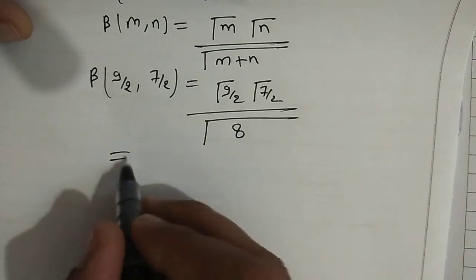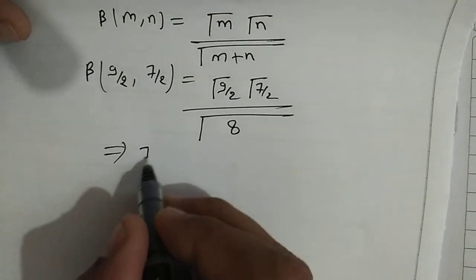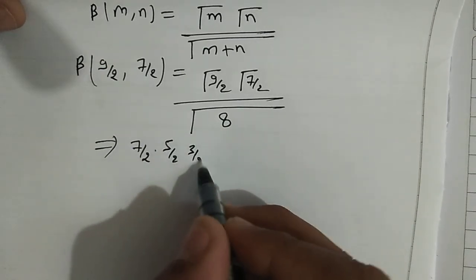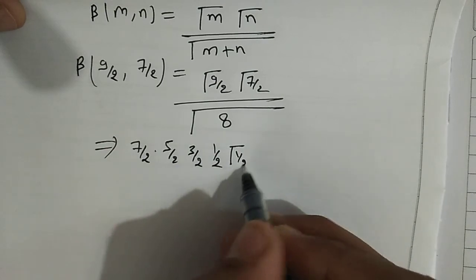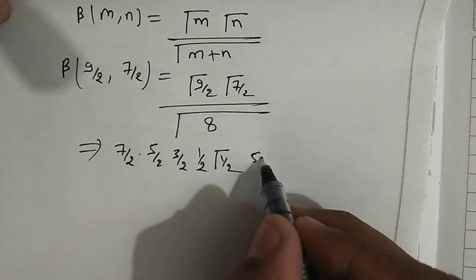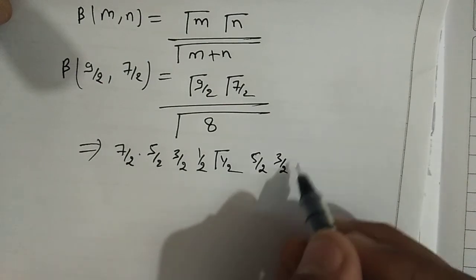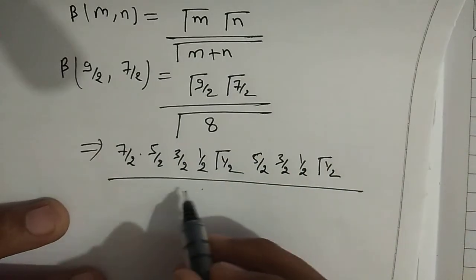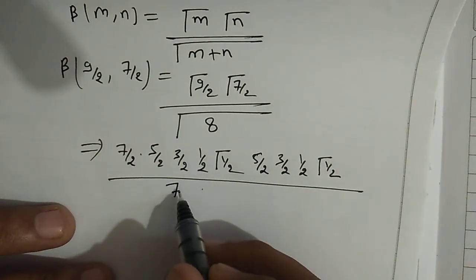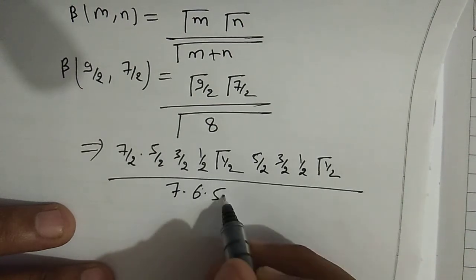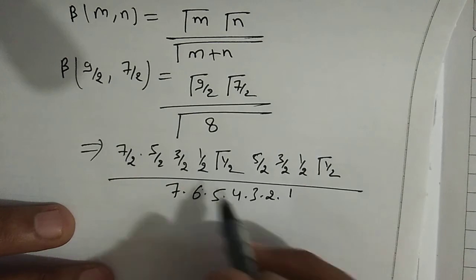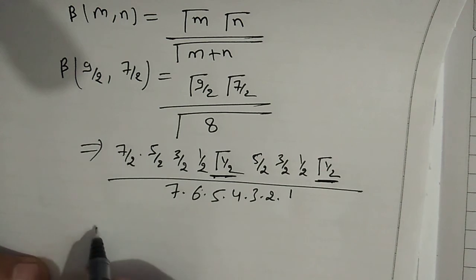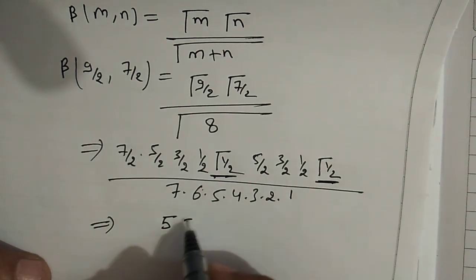If you expand gamma(9 by 2), it will be 7 by 2, 5 by 2, 3 by 2, 1 by 2, gamma(1 by 2). And gamma(7 by 2) is 5 by 2, 3 by 2, 1 by 2, gamma(1 by 2). This is divided by gamma 8, which is 7 factorial, so 7 into 6 into 5 into 4 into 3 into 2 into 1. Gamma half is root pi, so this gives pi. If you simplify, please check the answer: 5 pi by 2048.